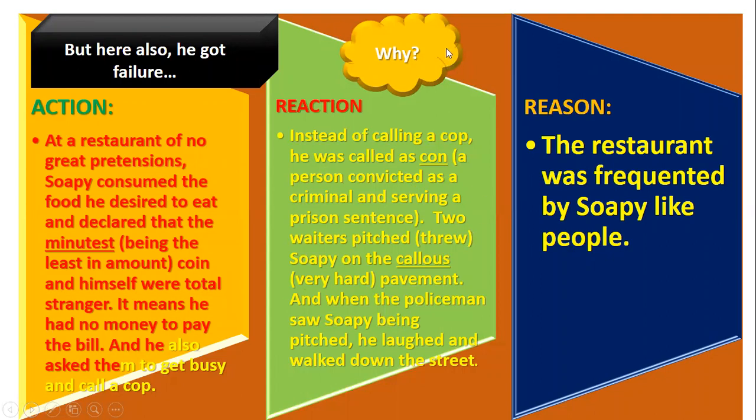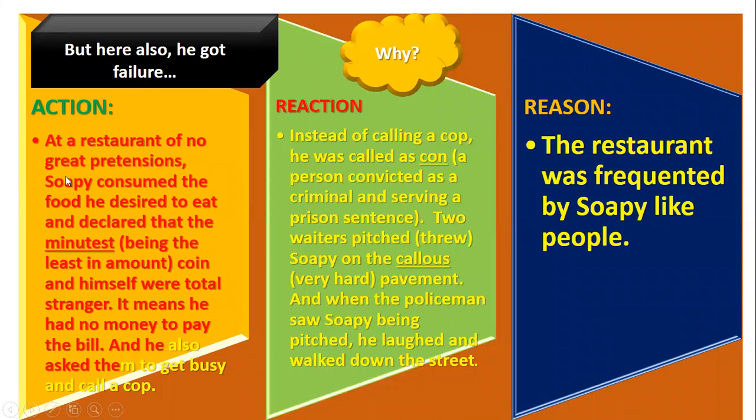See, why? Now see, in an analytical way. Action: at a restaurant of no great pretensions, Sophie consumed the food he desired to eat and declared that the minest, that is being, and the least in amount, coin and himself were total strangers. That is, he had no money. It means that he had no money to pay the bill, and he also asked them to get busy and call a cop.